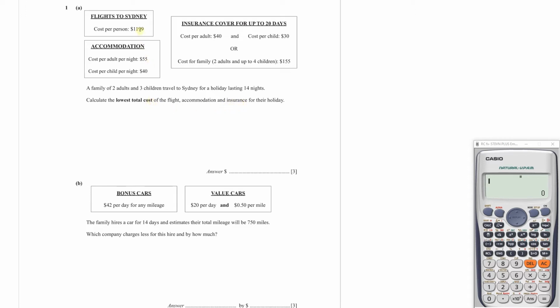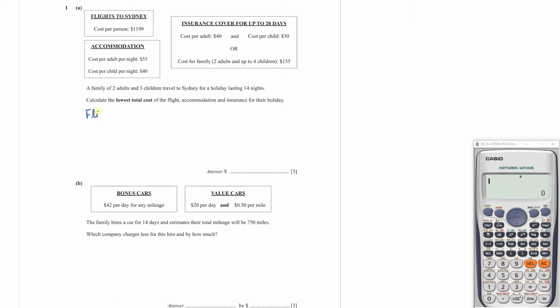So the cost of flight and accommodation, they have only one option. So that will be fixed. The only two options that they have is for insurance. So we have to basically check which insurance option, the one on the top or the bottom one, is less. So that will be the lowest cost of the flight, accommodation and insurance combined. So let's first calculate the individual costs.